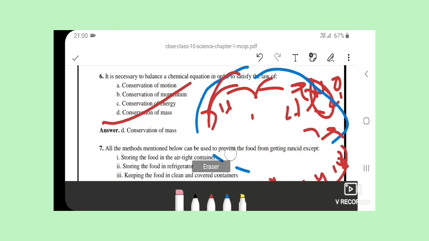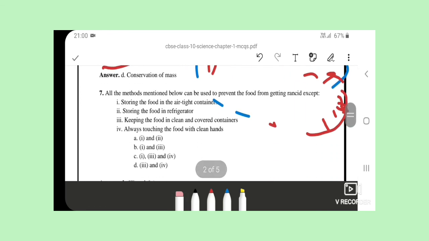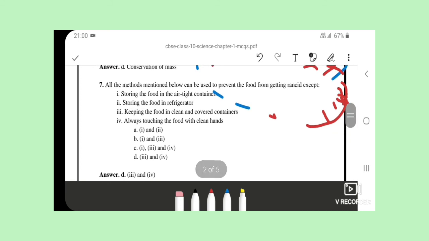Now moving towards our seventh question. Our seventh question is: all the methods mentioned below can be used to prevent the food from getting rancid except. Our options are storing the food in airtight containers, storing the food in refrigerators, keeping the food in clean and covered containers, and always touching the food with clean hands.